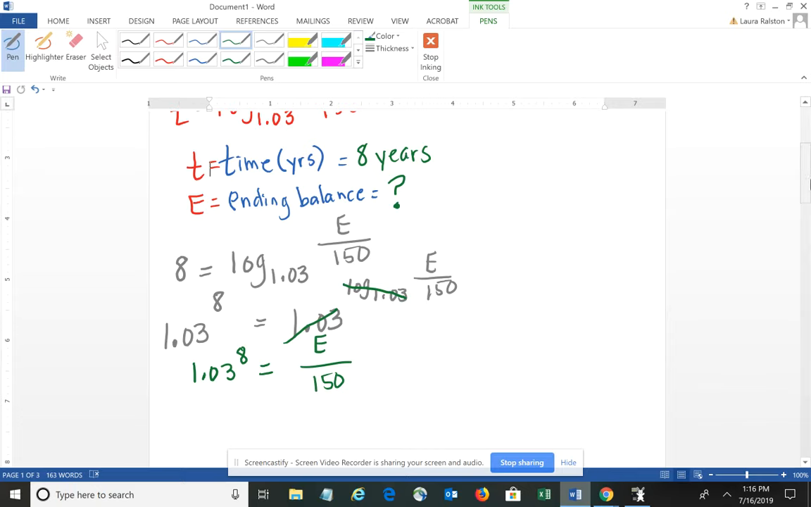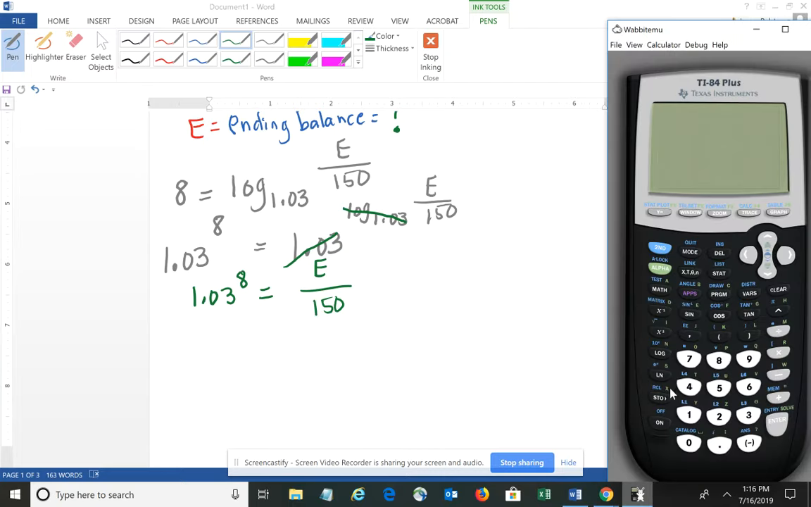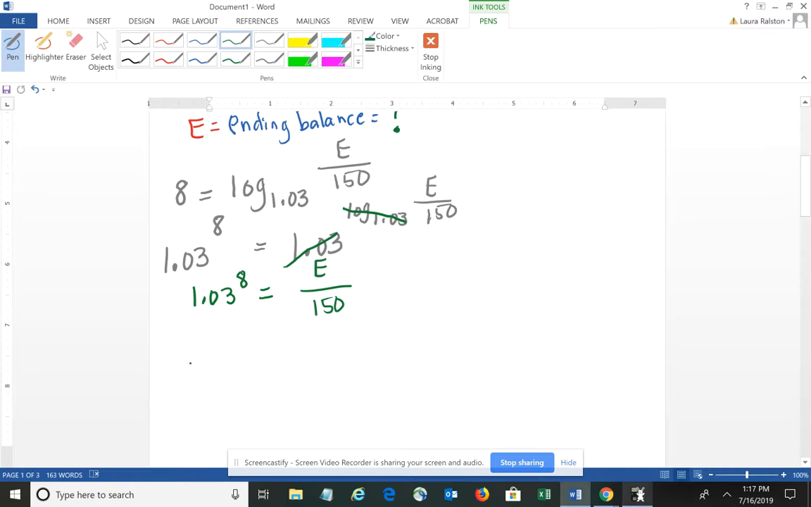Now, there's a variety of ways you can do this. I would probably go ahead and do the calculation. So I would have 1.03 raised to the 8th power, and you get 1.26677. Okay, so we get 1.26677, and that equals E divided by 150.